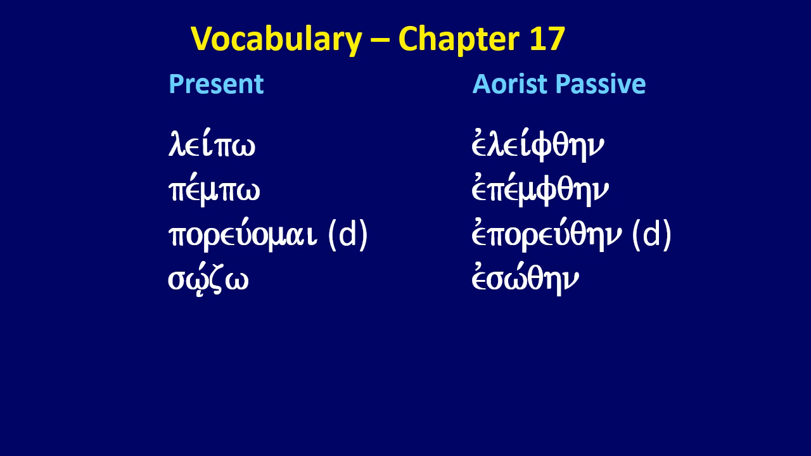And then poreuomai, deponent in the present tense. It's also going to be deponent in the aorist passive there. Eporeuthein, meaning I went. Active voice now instead of I was gone, you would translate it I went. And the next and last word is sozo, I save, and then its aorist passive form is esothein, I was saved. And so that ends our vocabulary list.